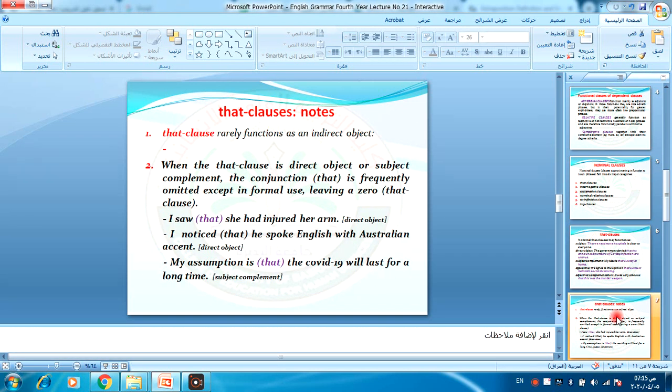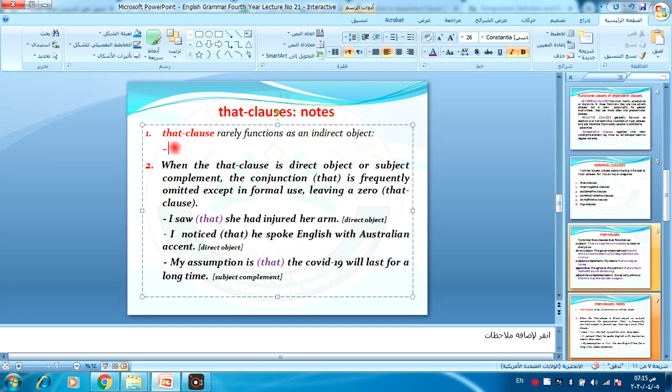Now let's add some notes about the use of that clauses. Now, that clause, first note: that clause rarely functions as an indirect object. So this means that the use of that clause as an indirect object is very rare. Okay, however, it is used, but its use is very rare. It is not so frequently used.